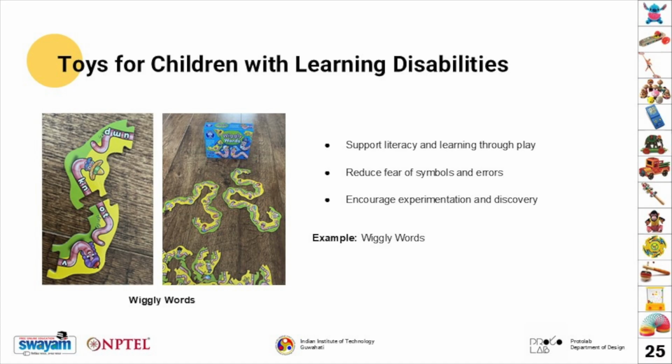This removes the pressure of correct spelling. Letters become objects to explore, not symbols to fear. The toy encourages hands-on engagement with language. Children learn through movement and play rather than instruction. Mistakes are reframed as part of the exploration by changing how letters are experienced. The toy changes how learning feels. This shows how toy design can support learning without replicating classroom stress.